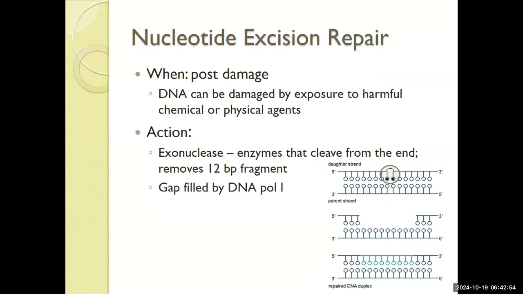Contrast this to nucleotide excision repair. This occurs whenever damage happens to the DNA after duplication. Damage from just life, chemical or physical agents, like a sunburn. Nucleotide excision repair involves exonucleases. These are enzymes that cleave from the end and they remove a large DNA fragment from the outside of one of the DNA sequences. That gap is then filled in by DNA polymerase I, cleaning out the whole stretch.